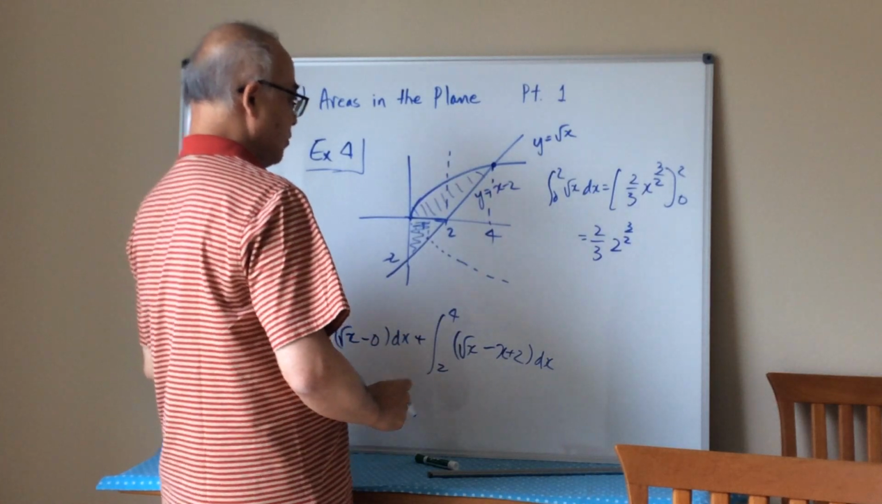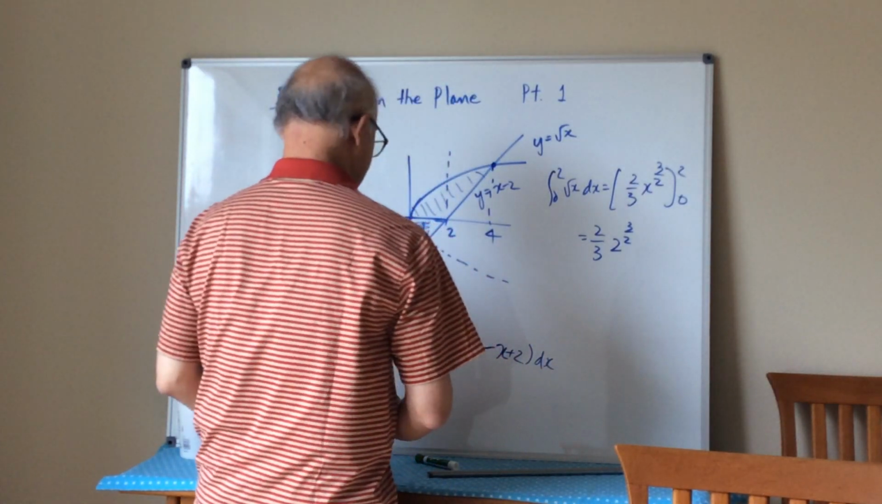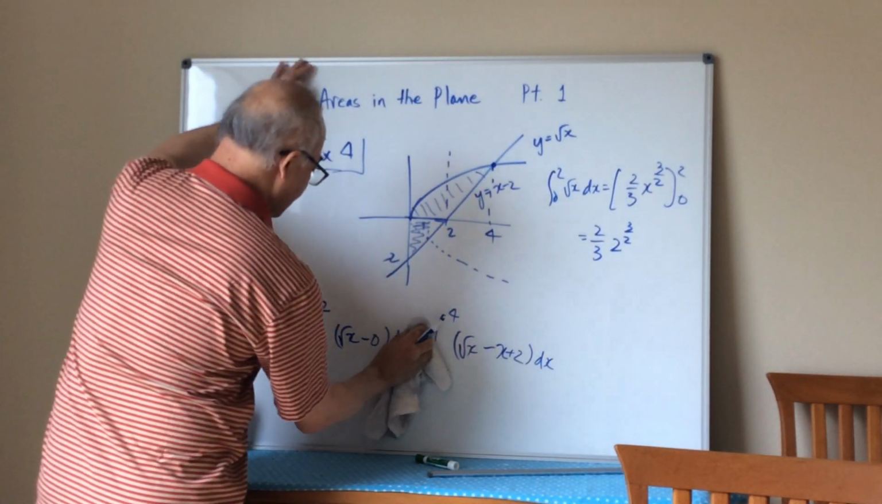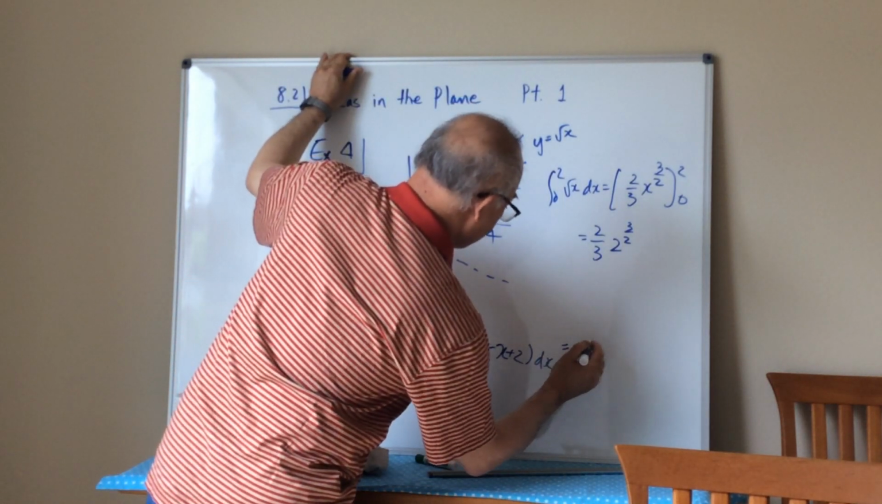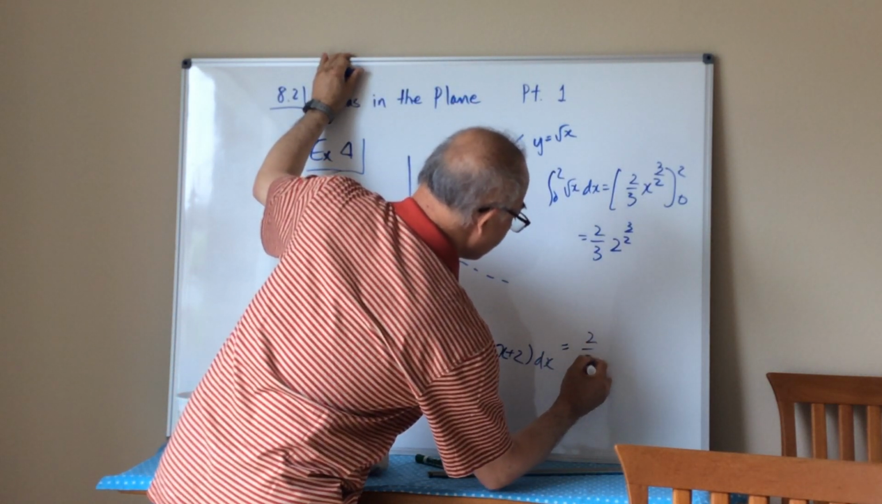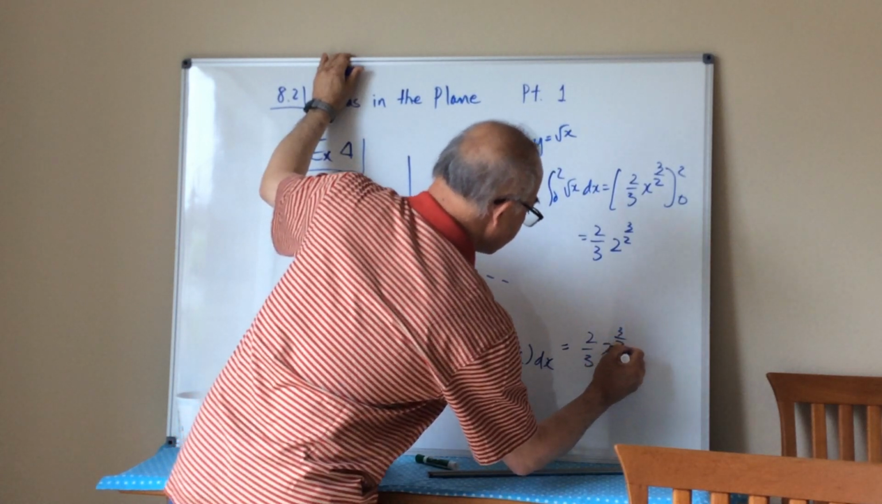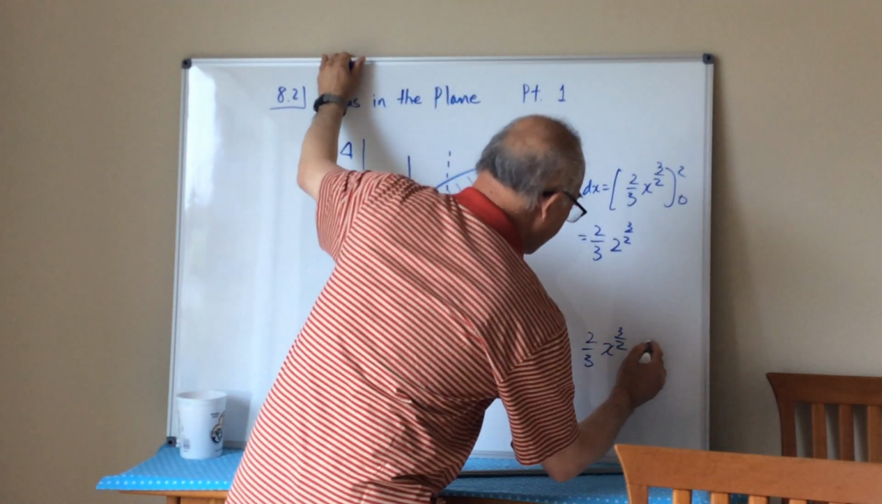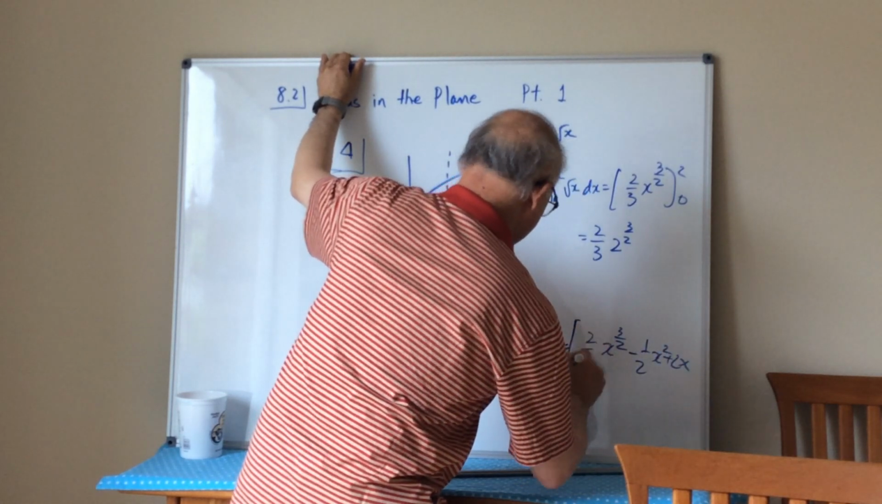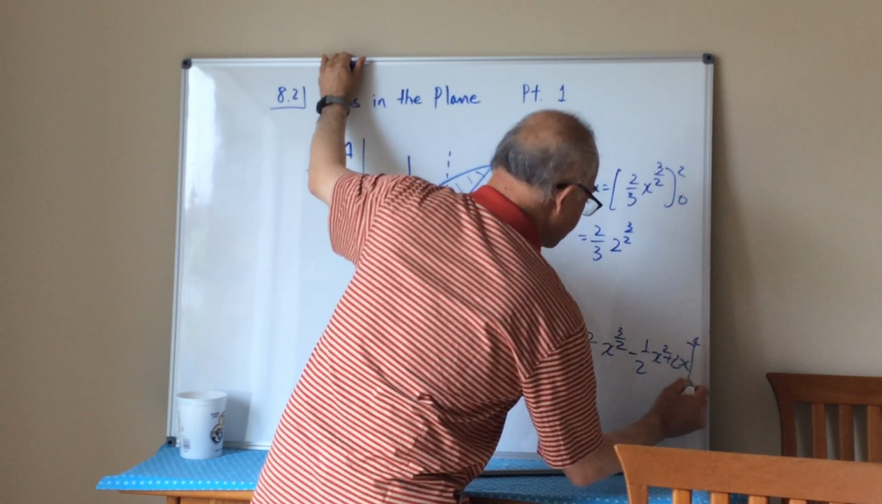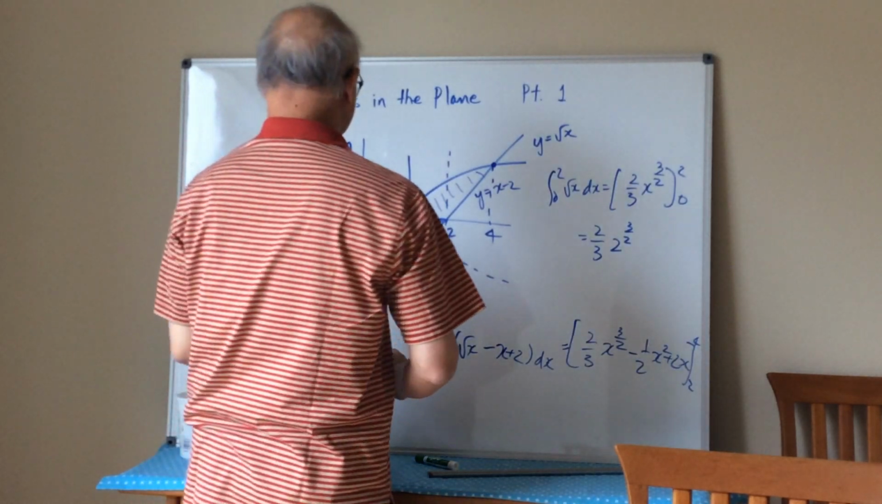And this part here is going to be what? So I did this one. So let's see if I can do this one here. I'm going to get 2/3 x to the 3 over 2, just like I did over there, minus 1/2 x squared plus 2x. And I go from 4 to 2. Okay, so if I do that, what do I get?